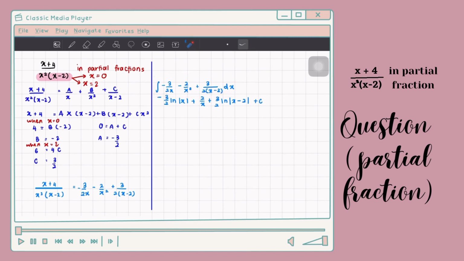So you integrate and then you get negative 3 over 2 log x plus 2 over x and 3 over 2 log x minus 2 plus c.